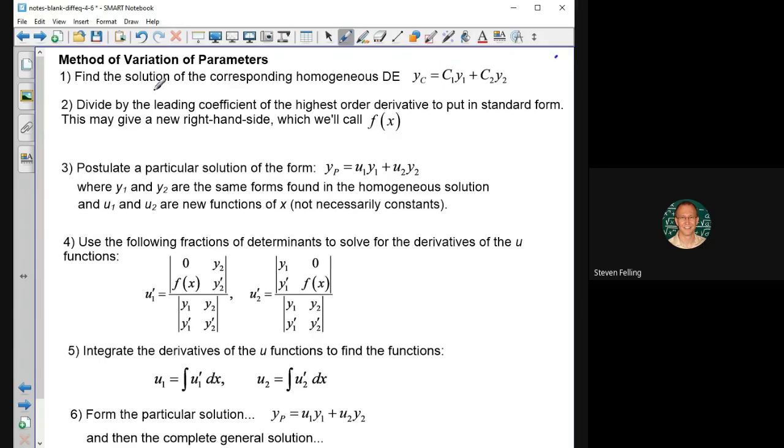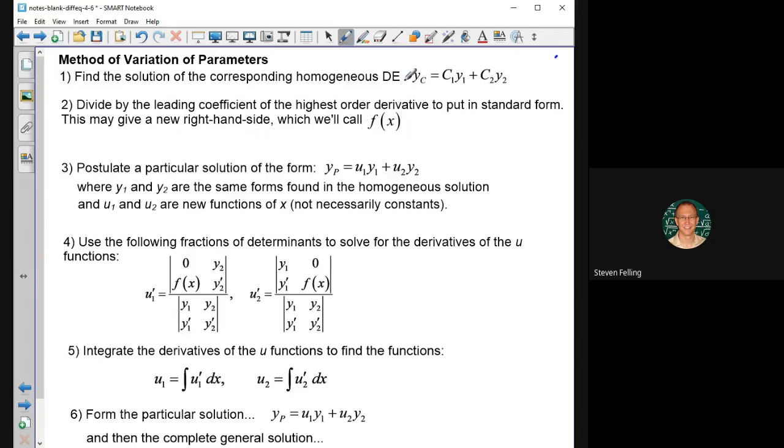First, you find in some way the solution to the corresponding homogeneous equation, so the yc solution with its constants. Then you take your original non-homogeneous differential equation and you divide by the leading coefficient of the highest order derivative to put it in standard form, and then you name the right-hand side f of x.